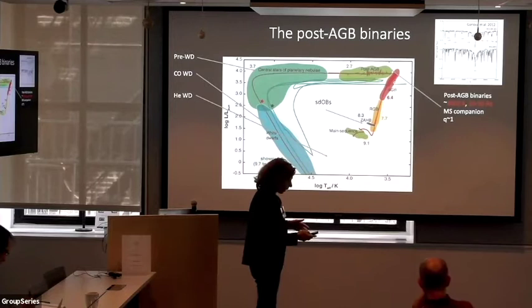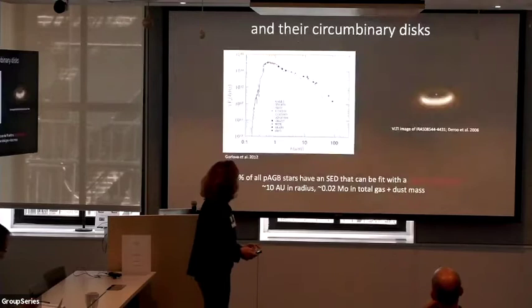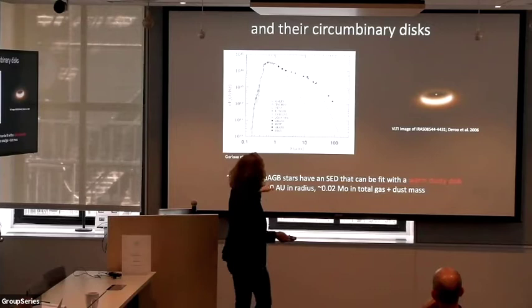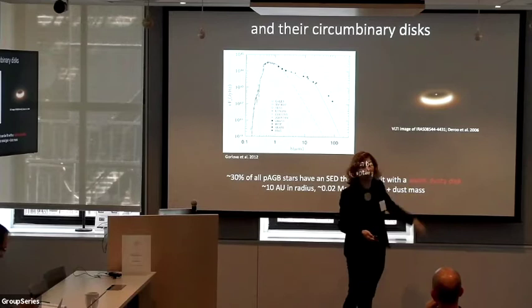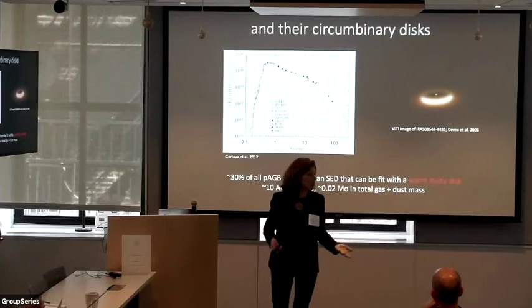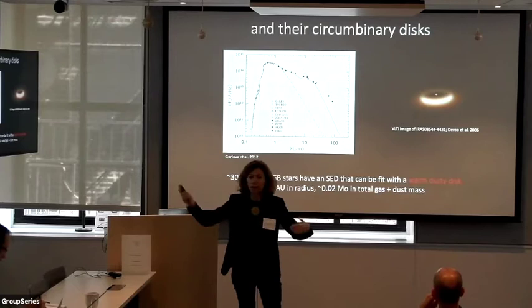Now, a while ago, in fact in 2003, I still remember the poster that reported this finding, Hans Van Winckel found that amongst all post-AGB stars, of which we know many, some seem to have a near-infrared excess indicative of a warm disk. And when the closest of these objects were observed with the VLTI, this is a reconstructed VLTI pseudo-image, you find the disks. They are warm, about 0.0-something solar mass, about 10 AU to 100 AU in radius, and they are pervasively there.